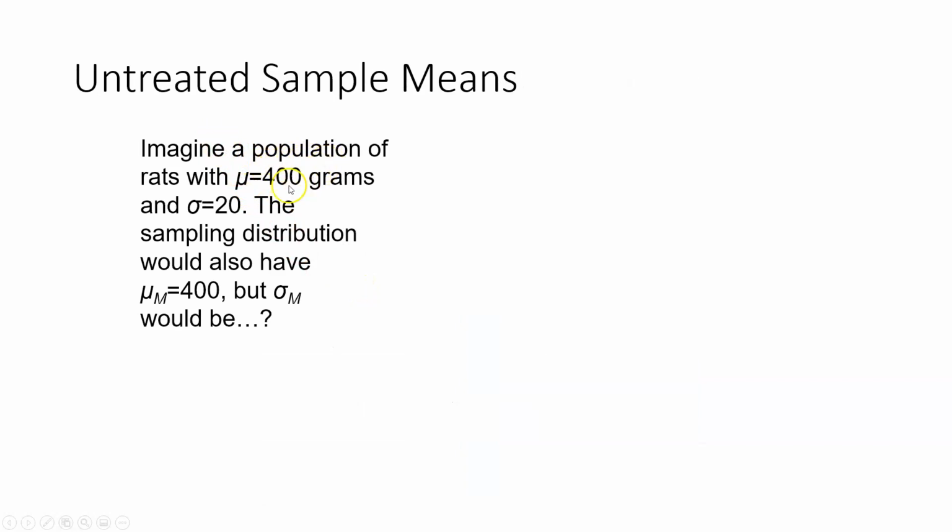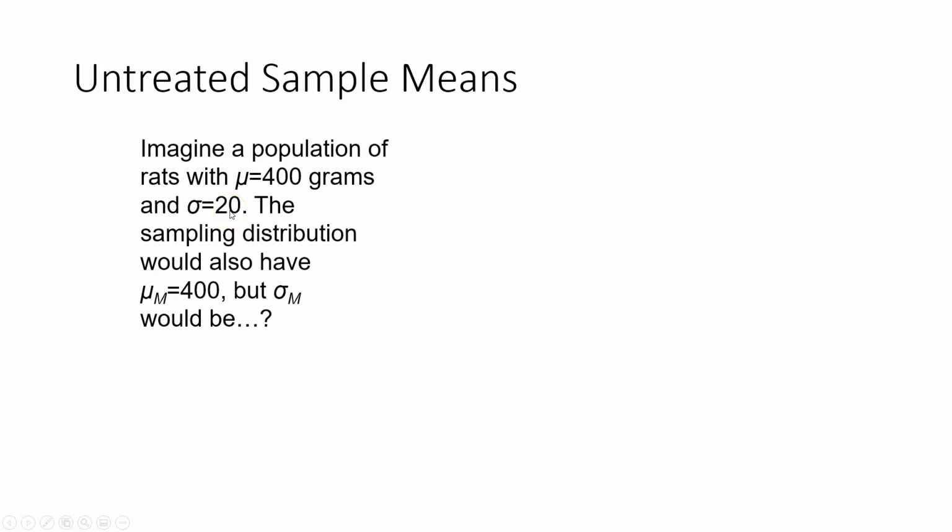Imagine that you have this population of rats. If the standard deviation of the population is 20, then the sampling distribution would also have a mean of 400, but the standard error of the mean would be something different. Take a moment, pause the video, and try to figure out what that would be. Use your formula sheet, and remember that the formula for standard error of the mean uses the standard deviation of the population divided by something.